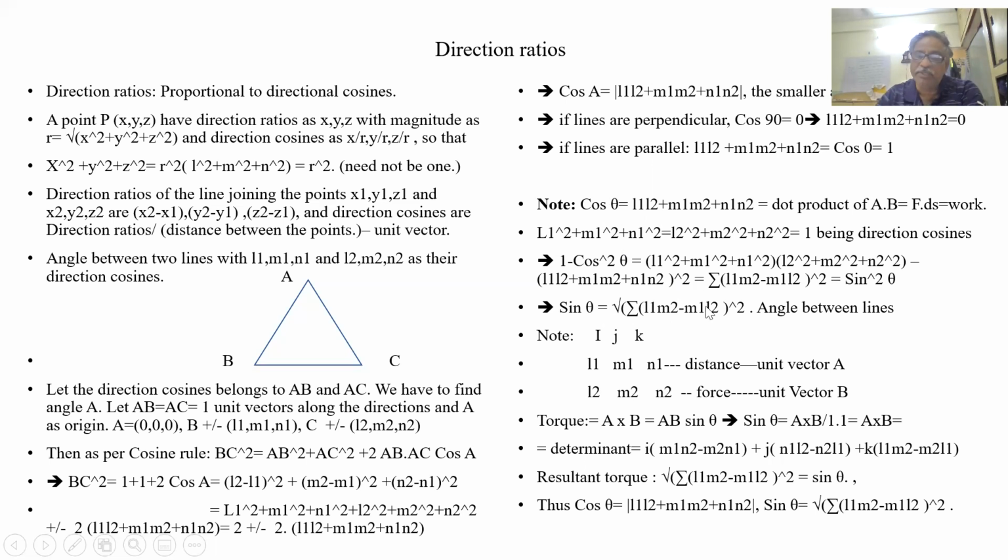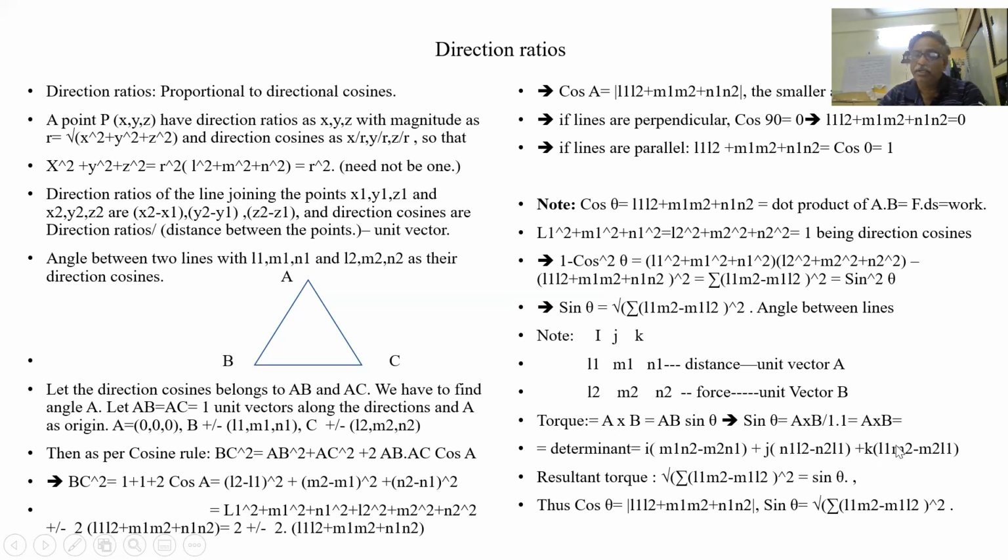This is nothing but a determinant. If you see I, J, K. This is one line, L1, M1, N1, distance is 1 unit. L2, M2, N2, distance is the other unit. Now I am finding the determinant of this. I into (M1 N2 minus M2 N1) plus J into (N1 L2 minus N2 L1) plus K into (L1 M2 minus L2 M1). So this is a determinant.